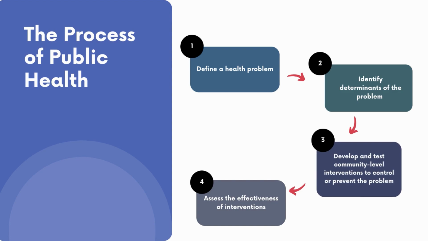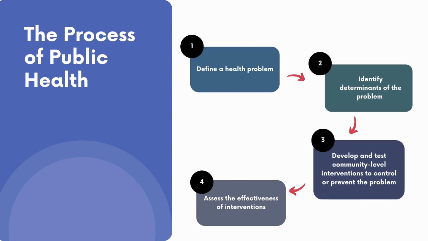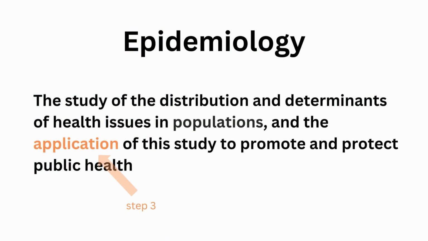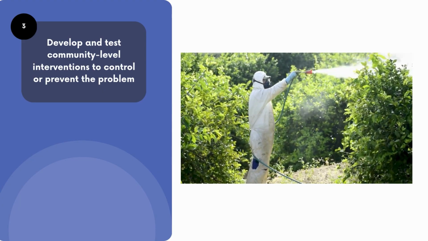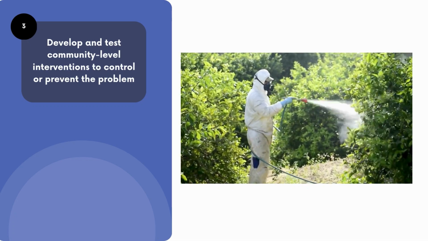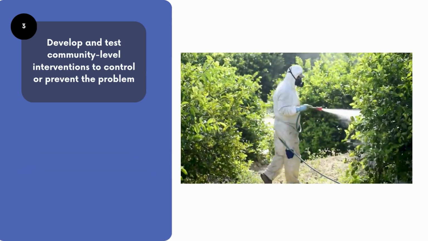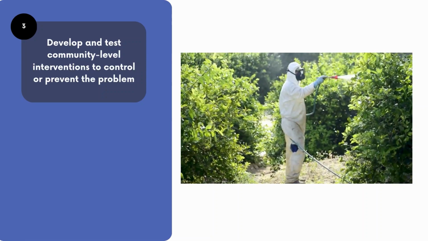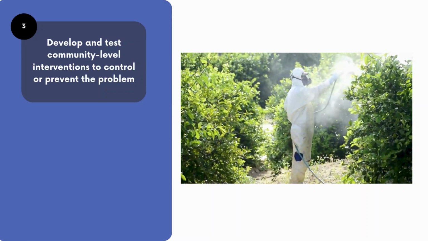After epidemiologists have completed step 2 and identified determinants of the problem, they would help other public health practitioners develop and test community-level interventions to control or prevent the problem. In the definition of epidemiology, this is referred to as application. For example, in Step 3, epidemiologists might recommend mosquito spraying programs for communities without them, if in Step 2, epidemiologists had determined these programs were protective against Zika.